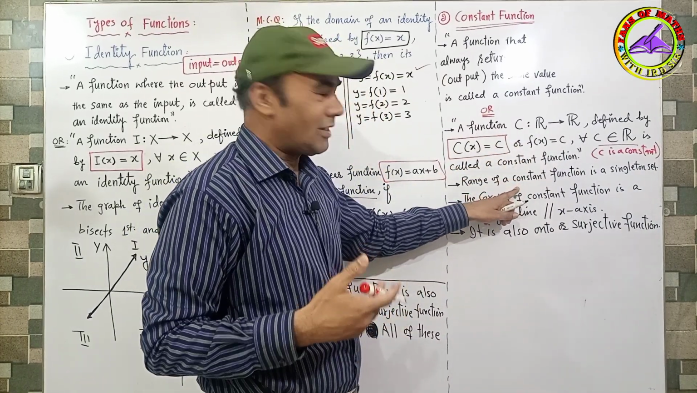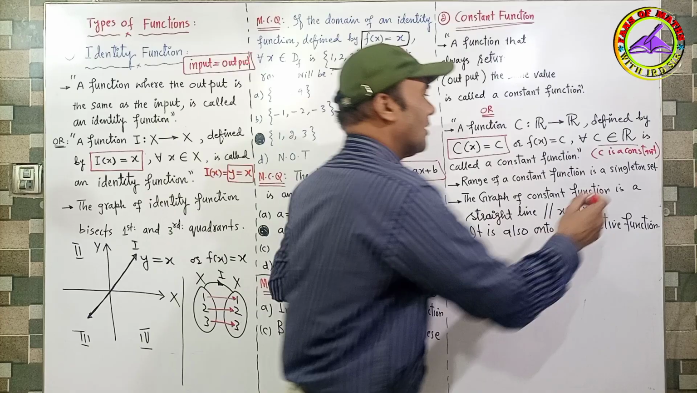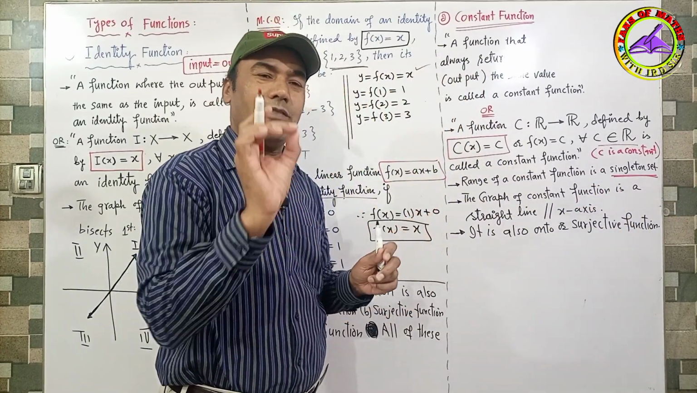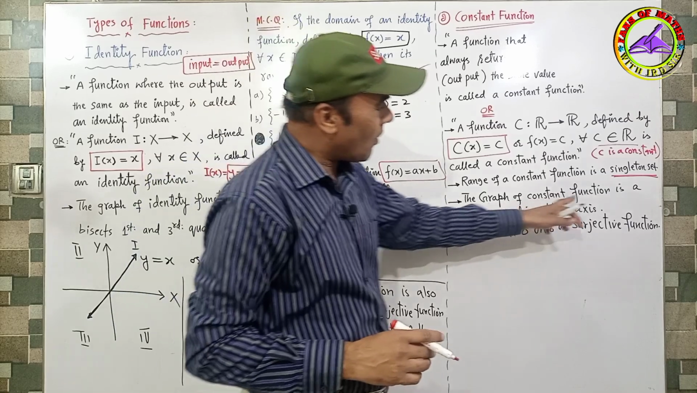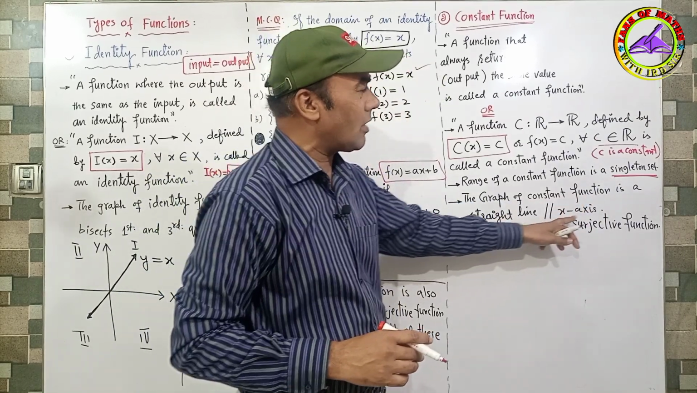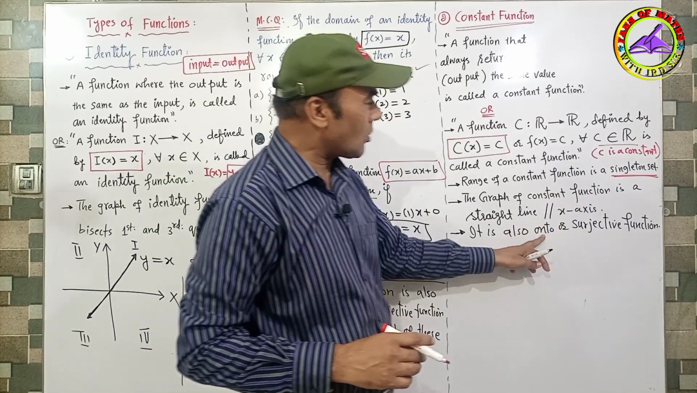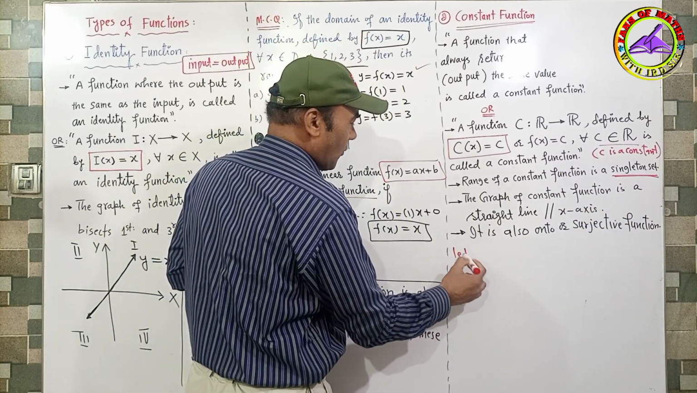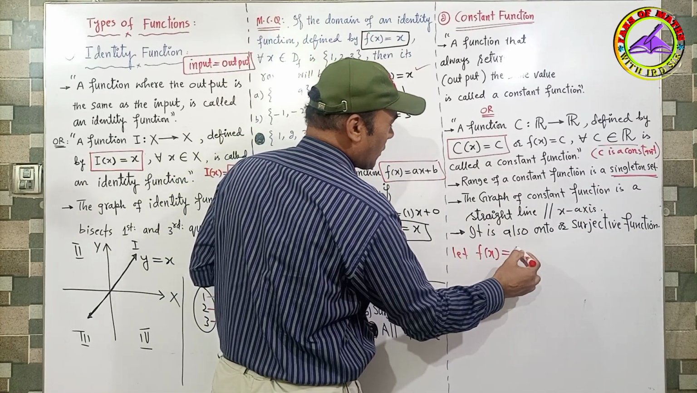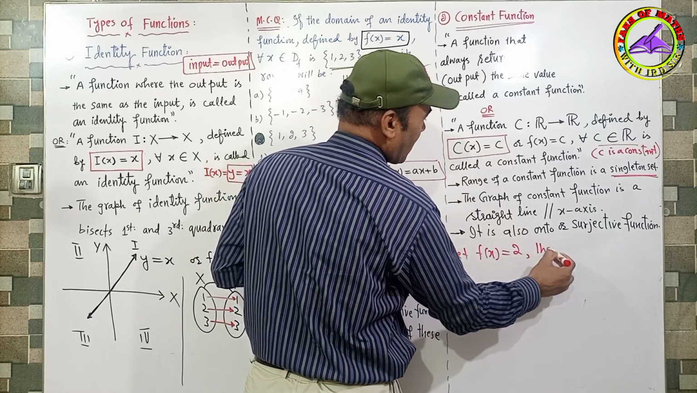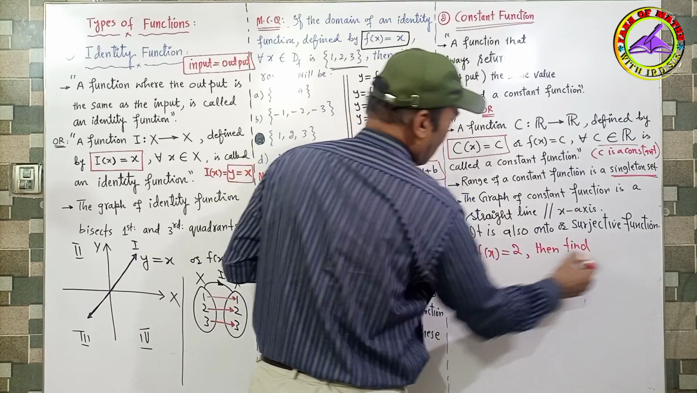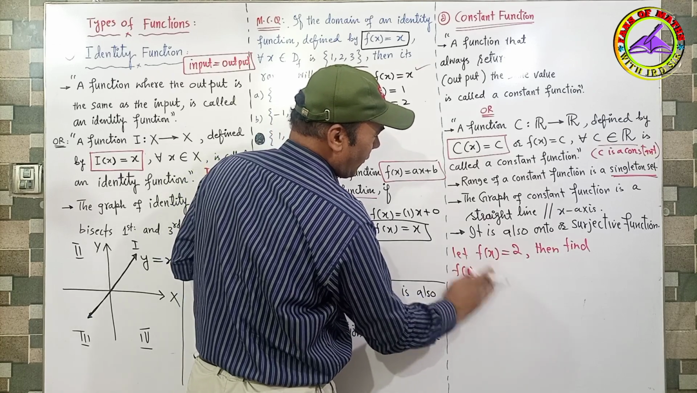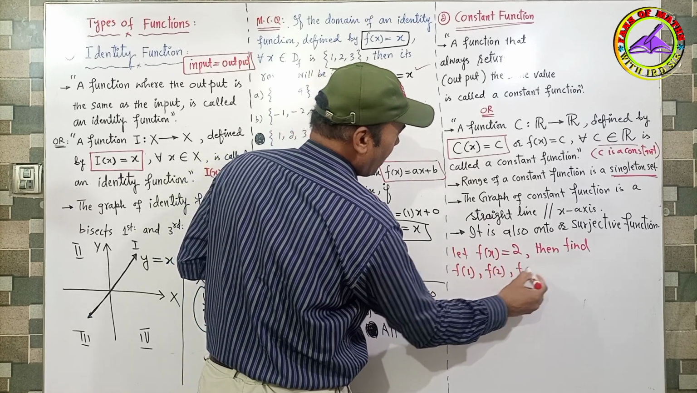The range of constant function is a singleton set. Constant function की range जो होगी वो singleton set, means having one element in it. The graph of constant function is a straight line parallel to x-axis. It is also onto or surjective function. Suppose beta now, suppose we have f of x is equal to 2. Then find f of 1, f of 2, f of 3.